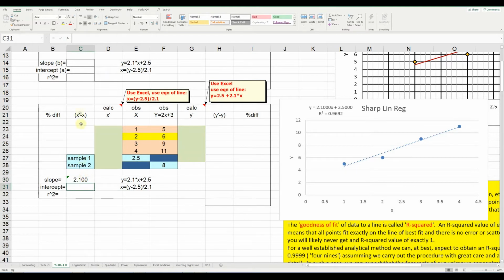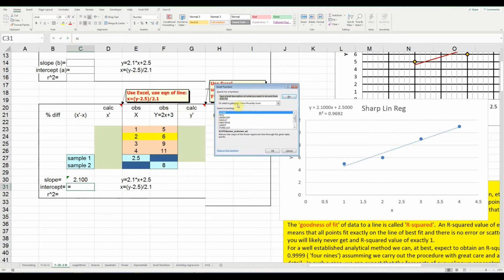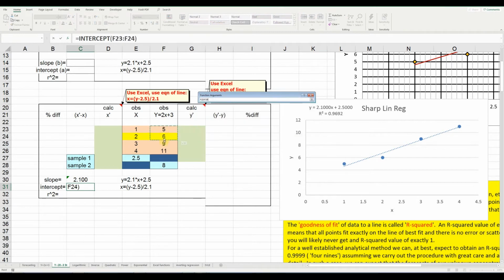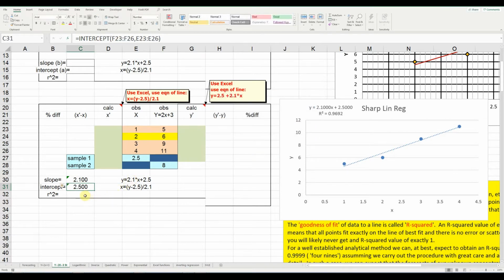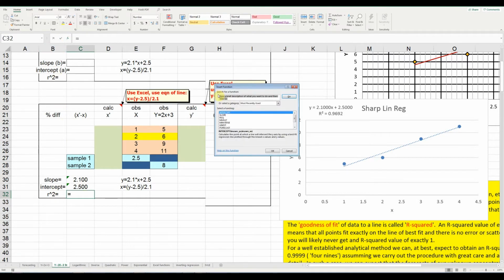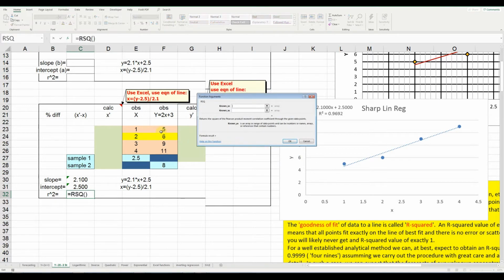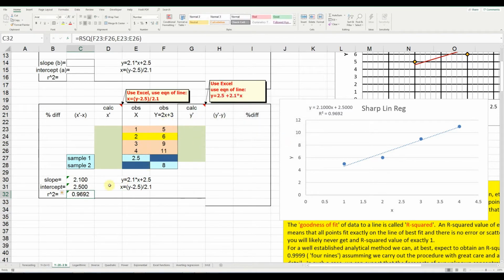There's likewise a function for intercept. Insert a function. If you type in intercept, there it is, say OK. Again, follow the prompts. The known y's are the measured y's. The known x's are the standard concentrations, and say OK. There's also a function for the r squared. It's called RSQ, r squared. OK. Known y's, known x's, and OK. Those are the same values you got in your calculator.